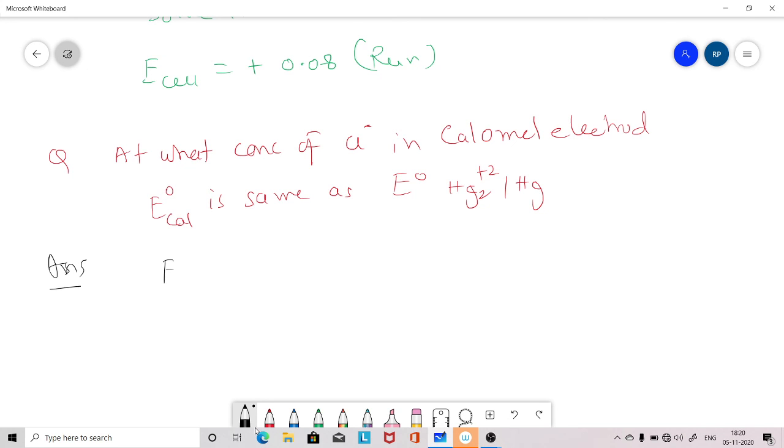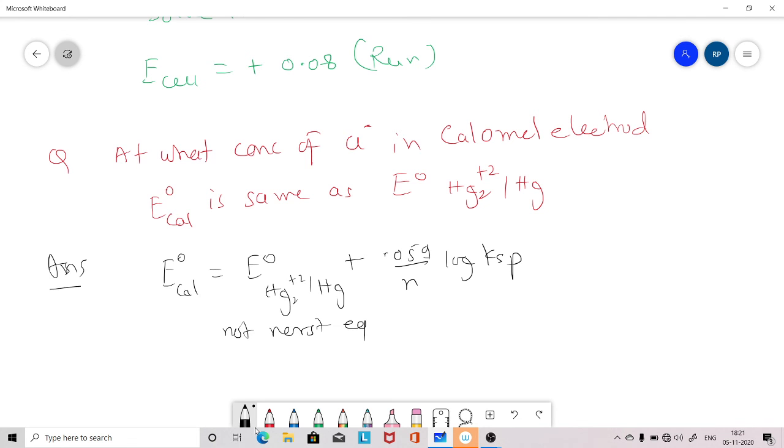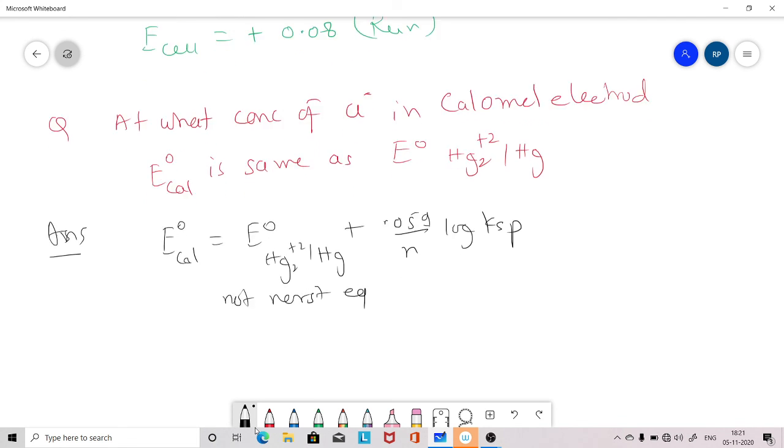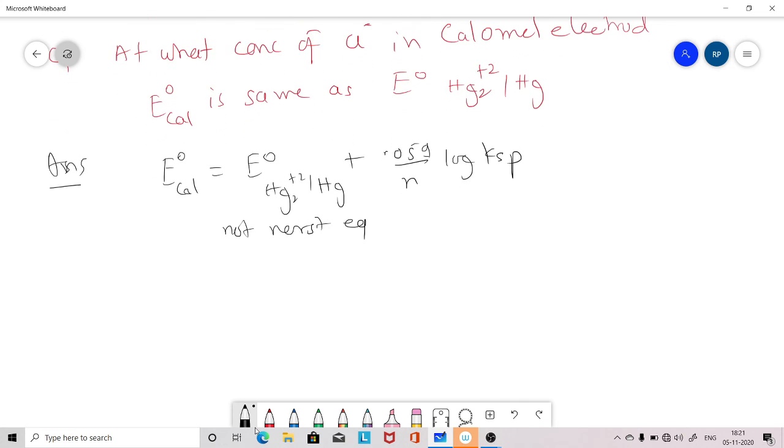Now, what is the equation that we solved? E naught calomel is equal to E naught of Hg2 2+ to Hg plus 0.059 upon n log Ksp. This is not the Nernst equation, remember; we derived it in the previous part. Here, instead of log Ksp we have to take the Q.